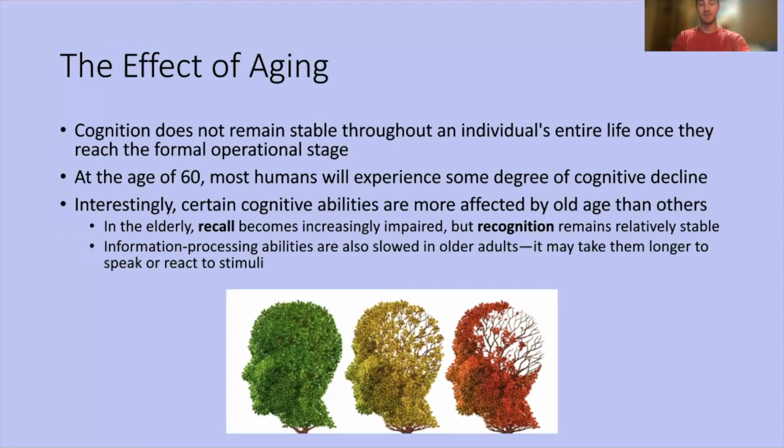Information processing abilities are also slowed in older adults. So anything having to do with processing any type of information. It may take them longer to speak. It may take them longer to react. And it's just the natural process of aging.